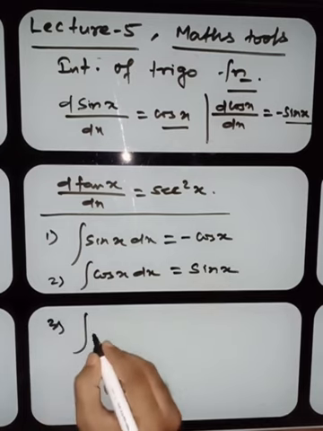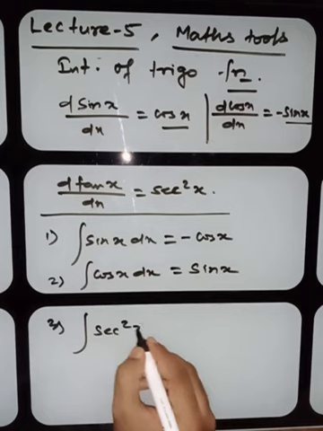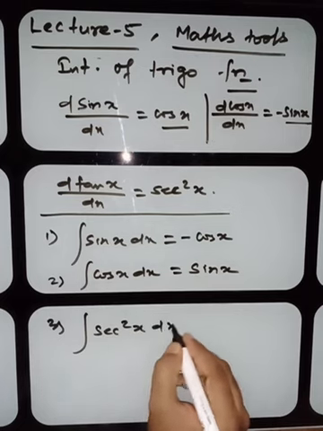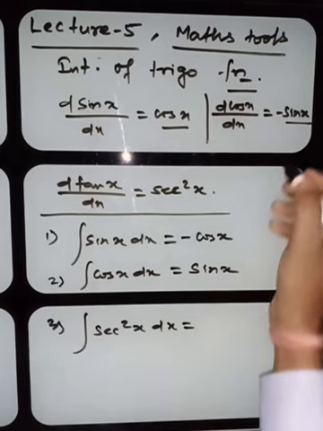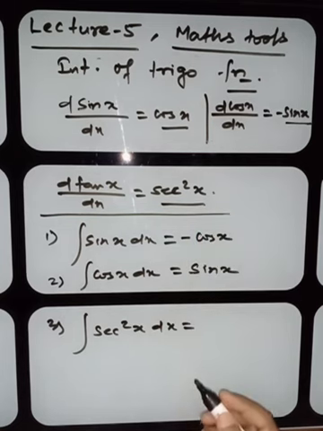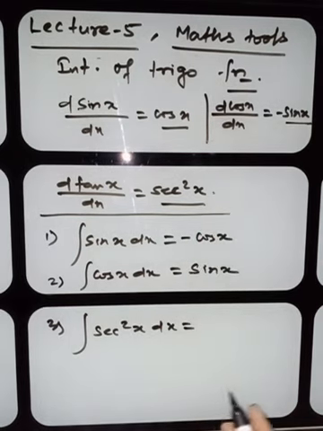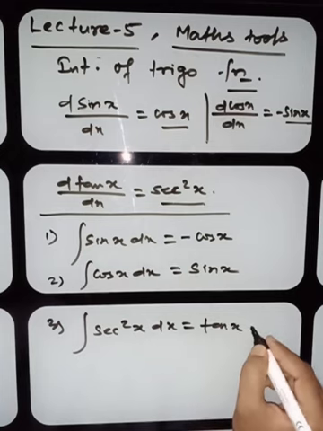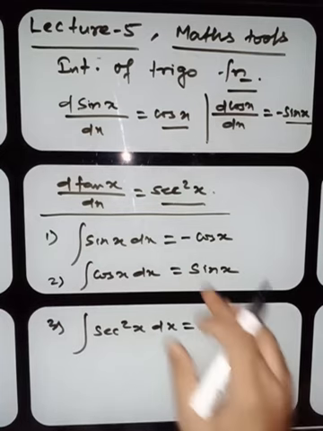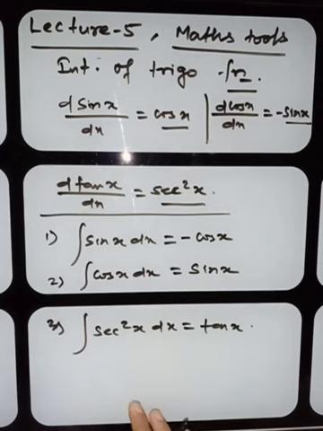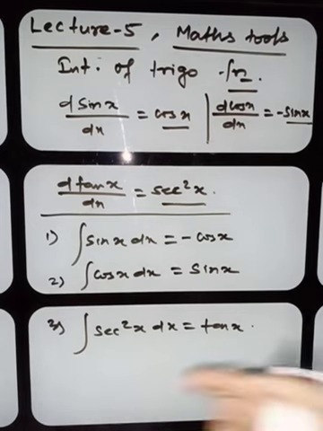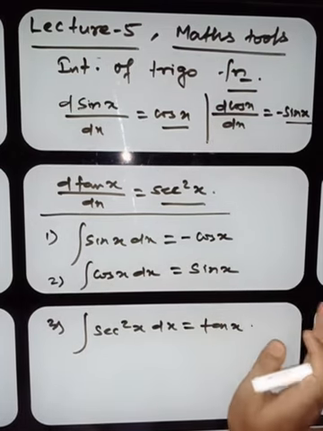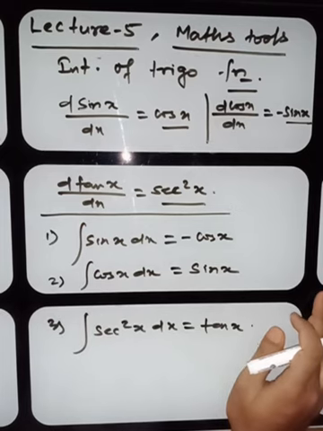Third formula: sec square x dx. Try to find out: sec square x is the derivative of tan x, so the answer is tan x. All right, these three you should remember. Later on we will discuss a few more formulas.